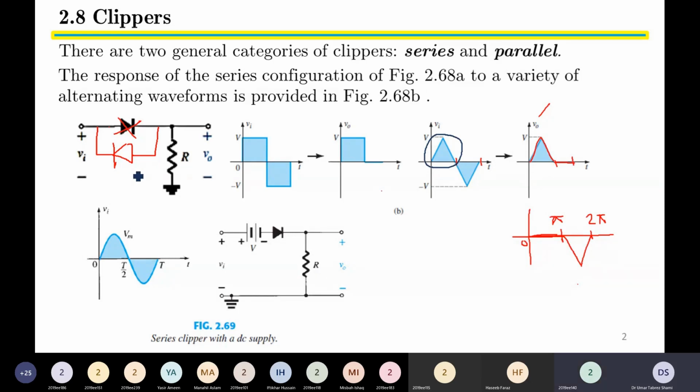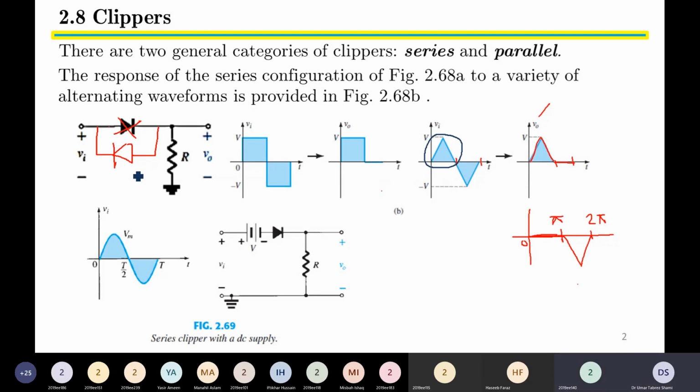So the theory will remain the same. What we have done is we have just seen the possibilities of connecting the diode in two possible directions. Okay?